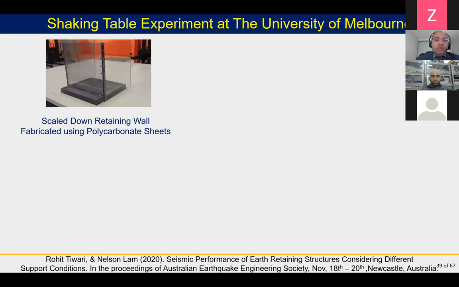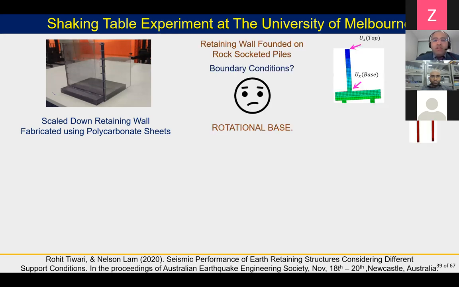After the distorted model, we tried to do the same thing with the polycarbonate sheet. But the problem was that the distorted model was fixed at the base of the shake table. For the model base here, what kind of boundary condition are you going to use? Because the walls are mostly not fixed.